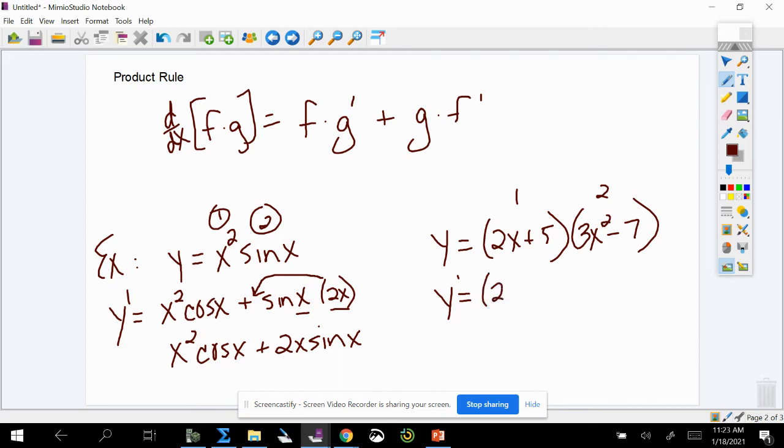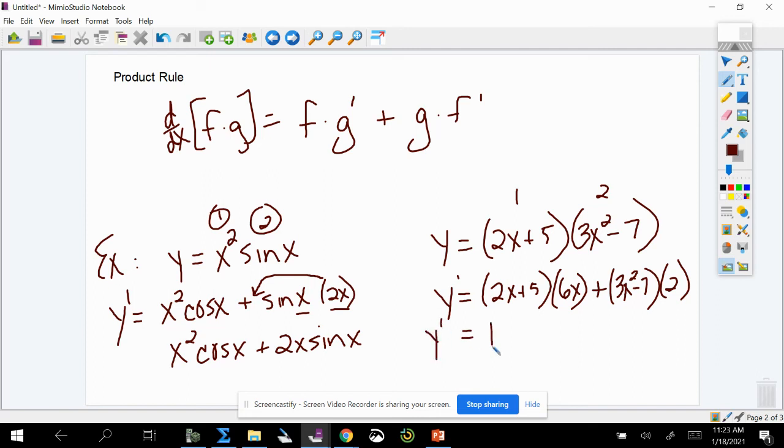So first times the derivative of the second. The derivative of 3x squared minus 7 is 6x, plus the second times the derivative of the first. Derivative of 2x plus 5 is 2. Now you're going to want to clean this up a little bit. So you're going to end up doing algebra either in the beginning or the end. You can't really get around it.